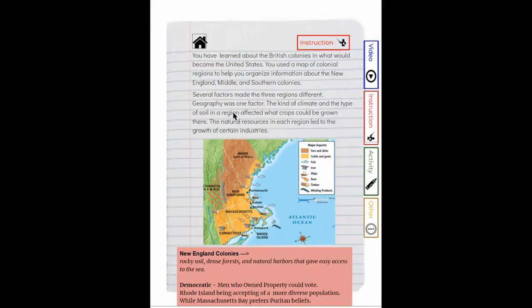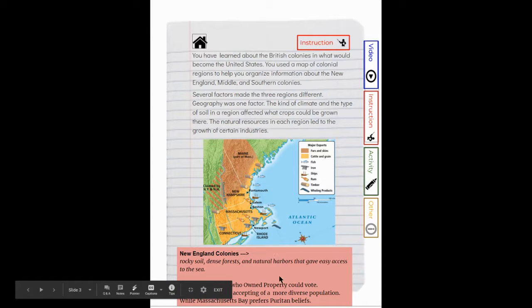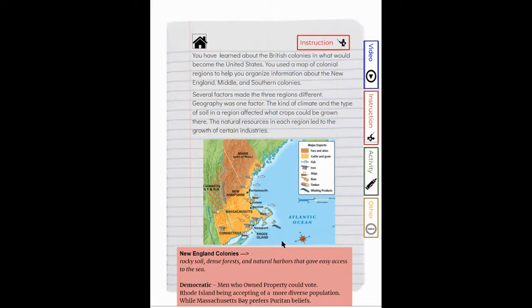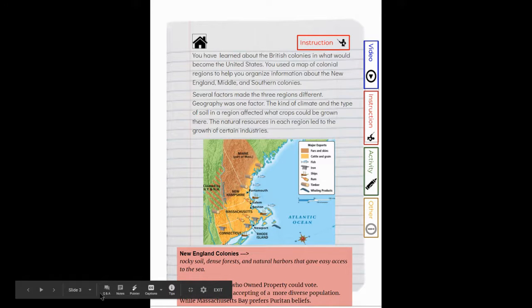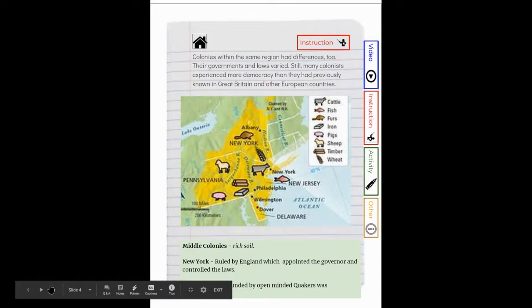Several factors made the three regions different. Geography was one factor: the kind of climate and the type of soil in the region affected what crops could be grown there. The natural resources in each region led to the growth of certain industries. And you'll be able to look at this image and your caption here to learn more and review more about the New England colonies.